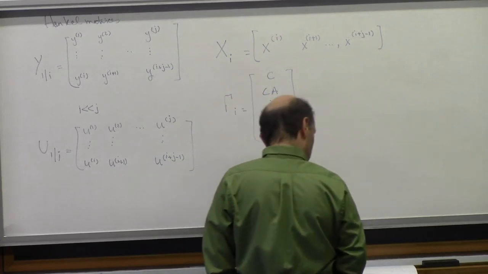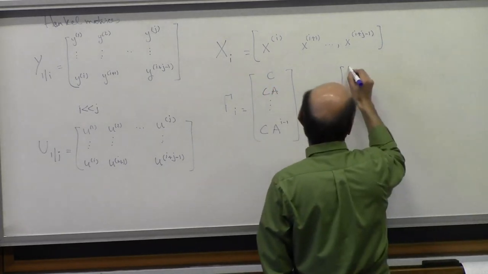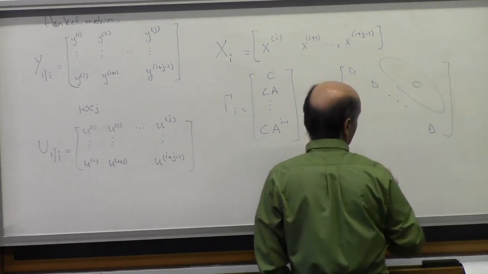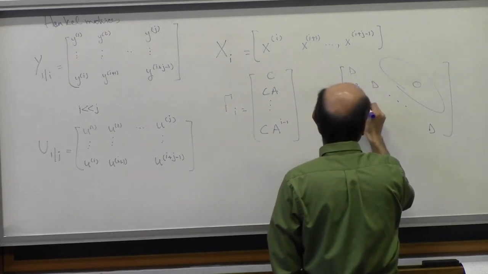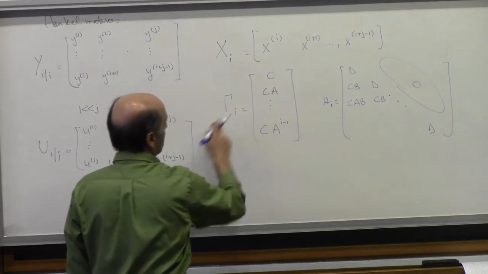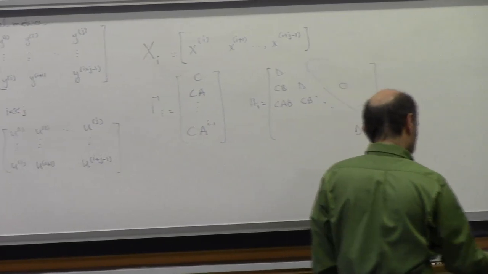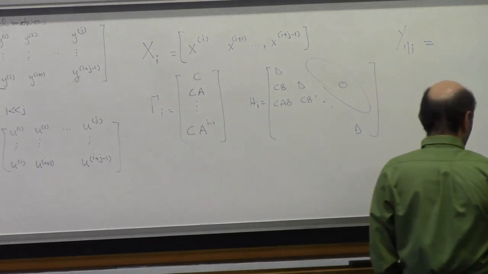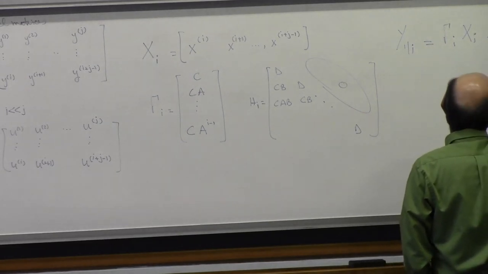And then I have another matrix H. And this matrix has diagonal terms D, off diagonal terms 0. And this is C times B, C times A times B, C times B, and so forth. So these things, H and gamma, are going to be used to describe the history of the Ys and Xs. And it goes as follows. This matrix Y, 1 sub I, is going to be equal to gamma I times Xi plus HI U 1 sub I.